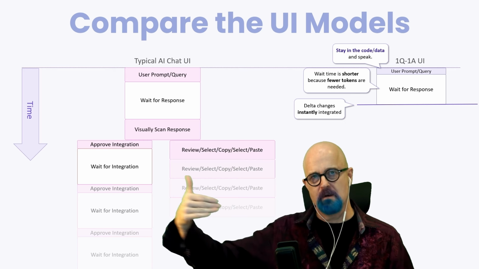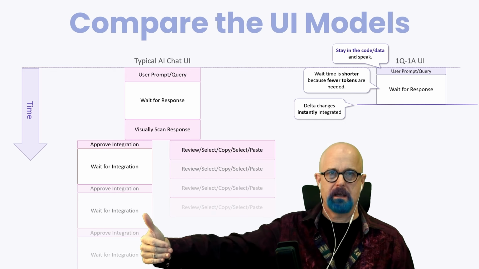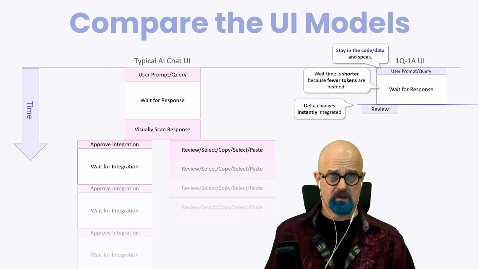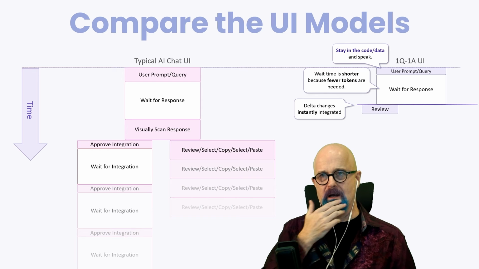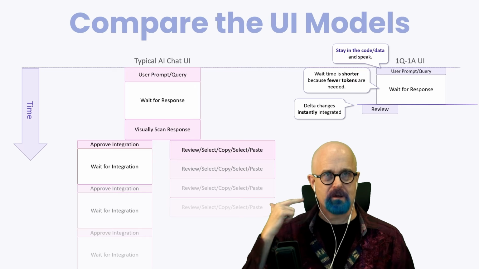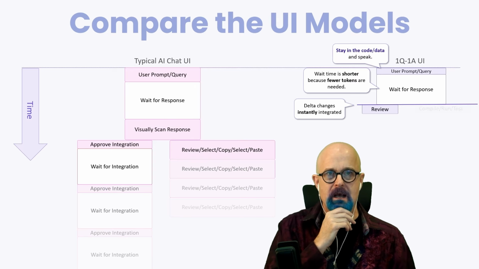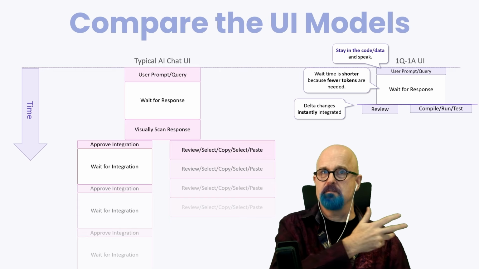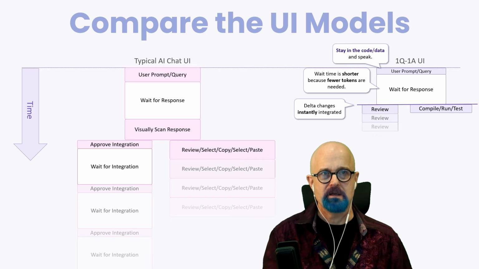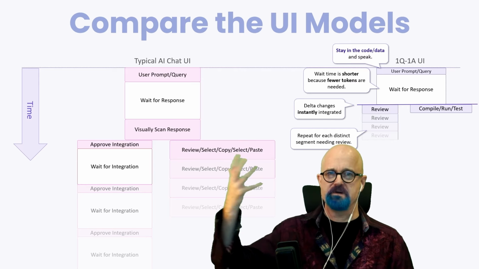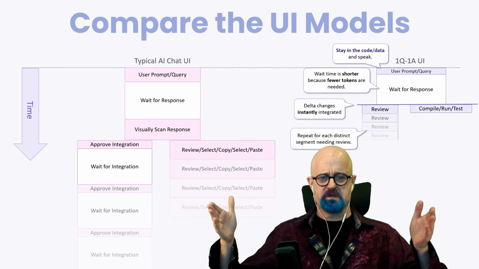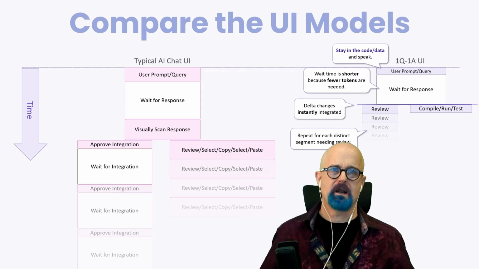Right? The approval comes after the changes. I'll explain why a little later. You can review those changes, as I think you saw in that demo. I was going through and looking at those changes very quickly. You can also simply compile, run, and test. You can do all of those things, or you can just visually scan. Sometimes the changes are so simple, you just look at them and say, yep, that's what I needed.